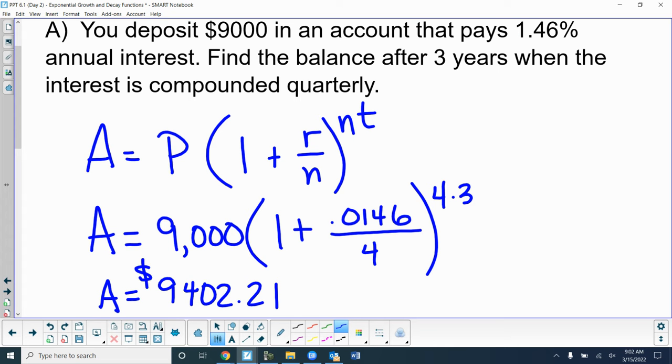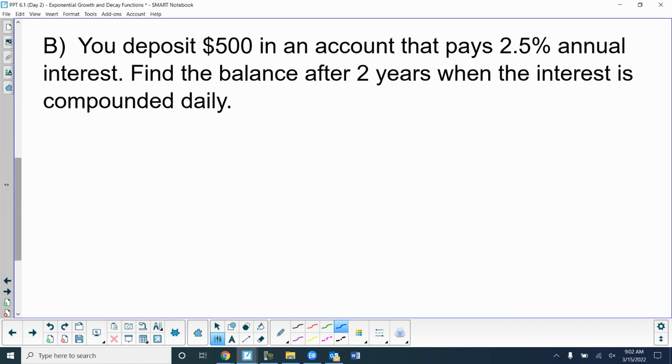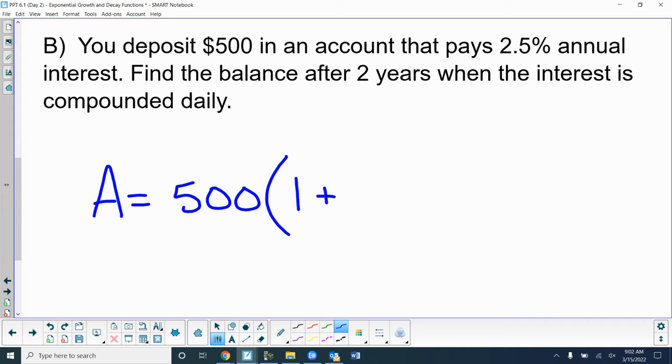Questions? So all it is, is plugging into the formula, right? All right. Questions? What do I put in for P? 500. What do I put in for R? 0.025. Remember, 2 places to the left. It's compounded daily. So what's N? 365.